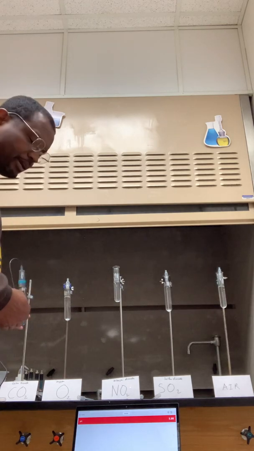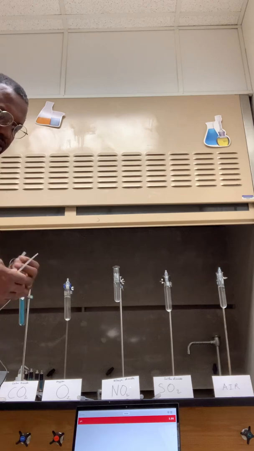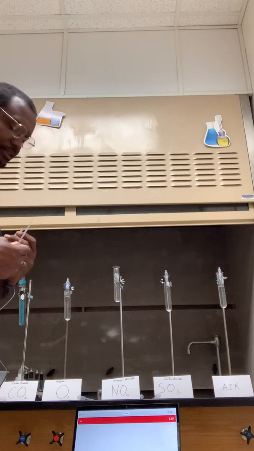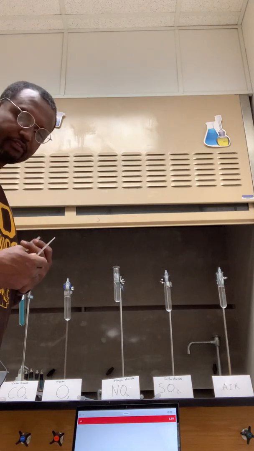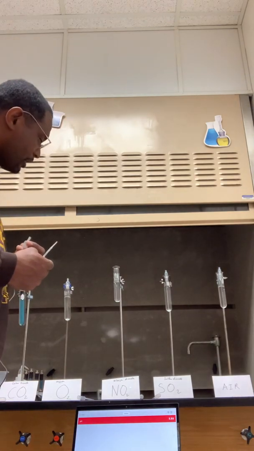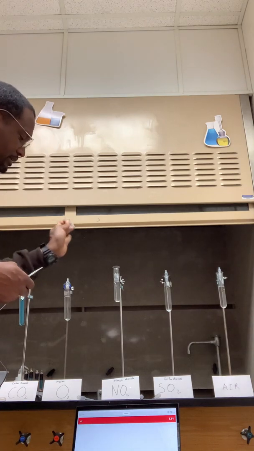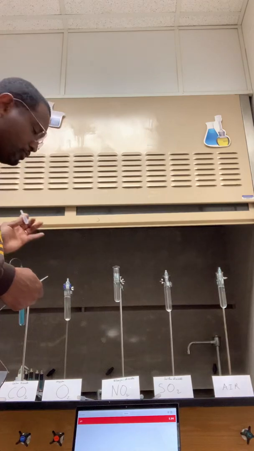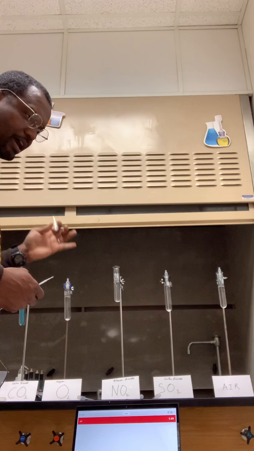So the initial pH is the pH of the water before the gas is dissolved, and the final pH is the pH after the gas has been dissolved in the water. We do it for carbon dioxide, oxygen, nitrogen dioxide, sulfur dioxide, and then air. And we record the pH before and then the pH after.